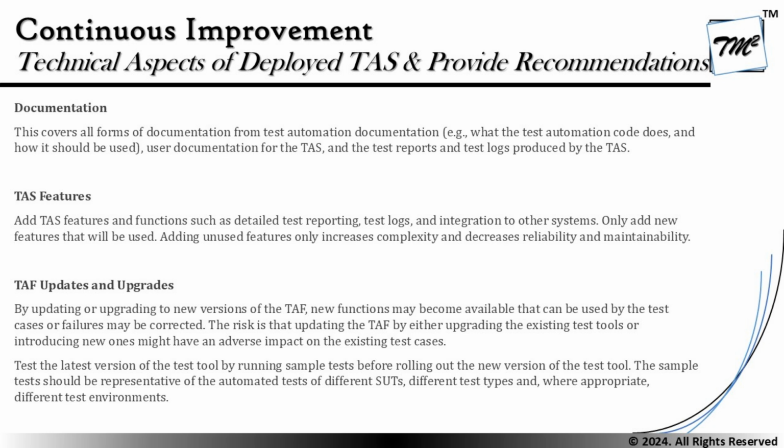Test the latest version of the test tool by running sample tests before rolling out the new version. The sample tests should be representative of the automated tests of the different SUTs, different test types, and where appropriate, different test environments. Now, these are changes which come externally. For example, of course, we are using different tools connected into this entire solution, so there might be updates and upgrades which happen from their side.